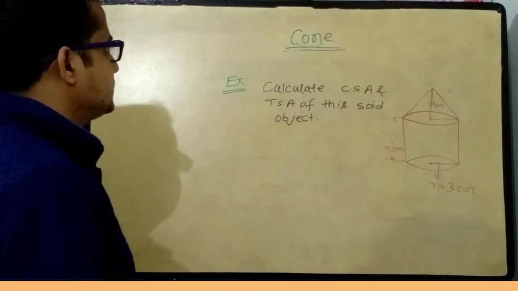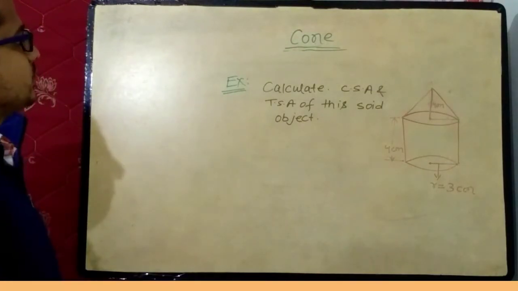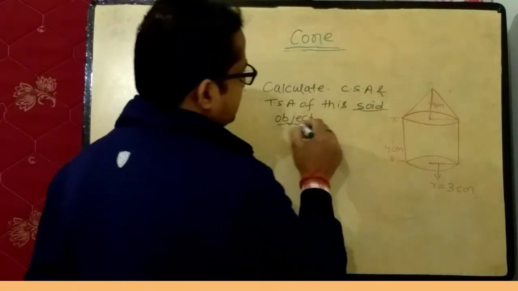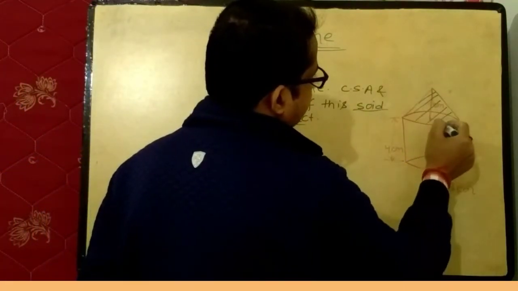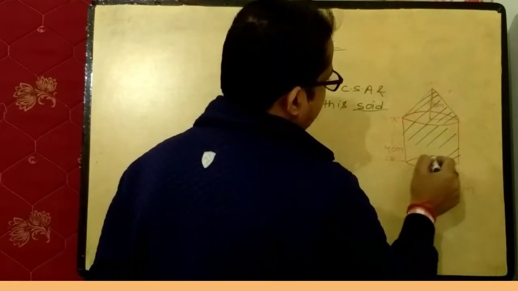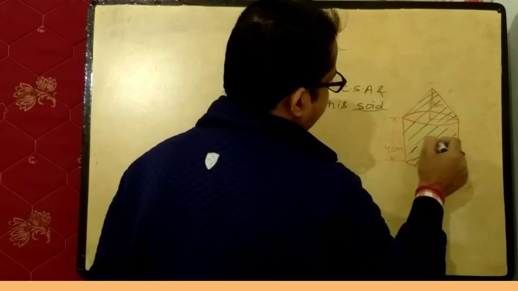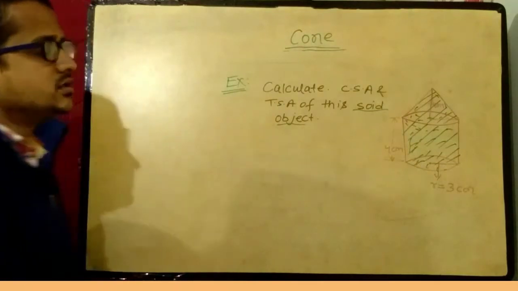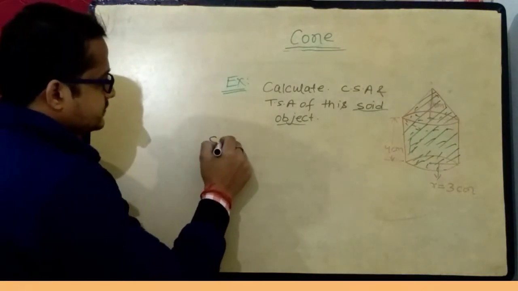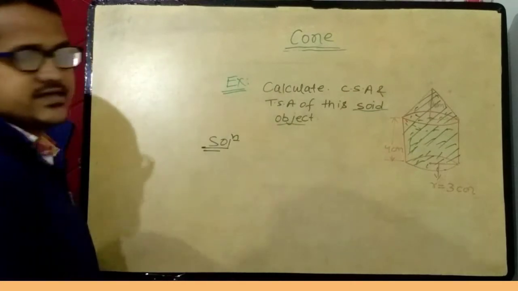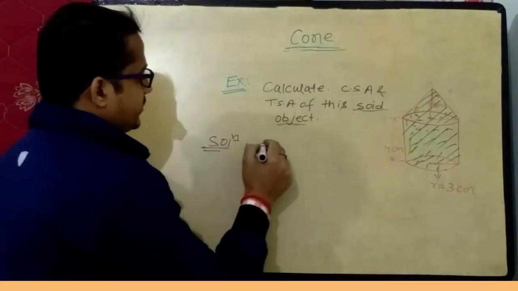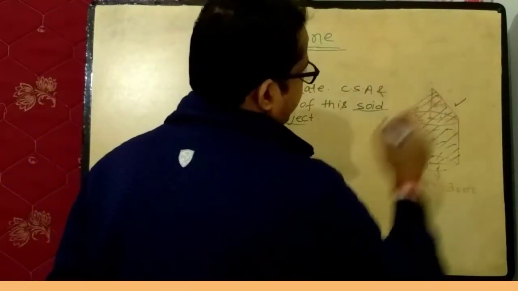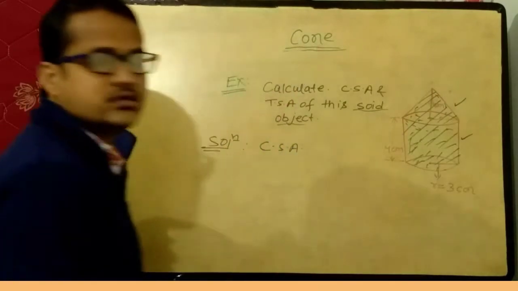Based on our theories, consider this problem. Calculate CSA and TSA of this solid object. It is given that this is a solid object, that is, it is totally compact. There is no hollow space inside this object. Now to calculate CSA and TSA, first I am going to calculate the CSA of this object. There are two objects, first is a cone and second is a cylinder.